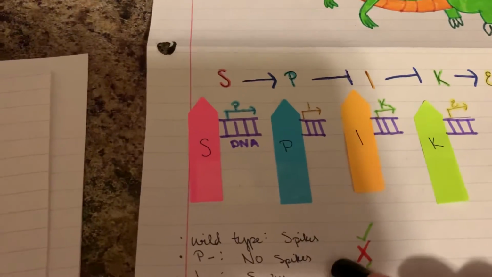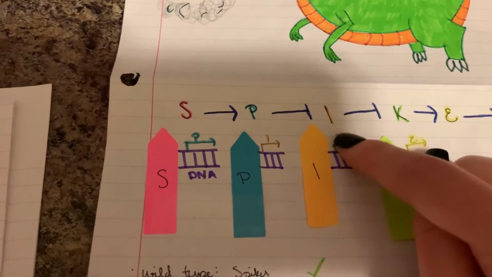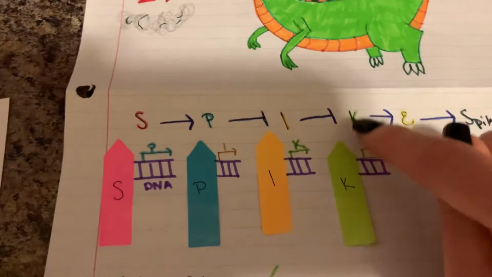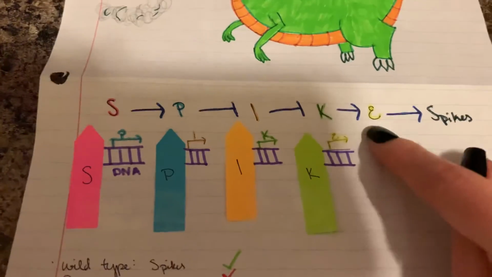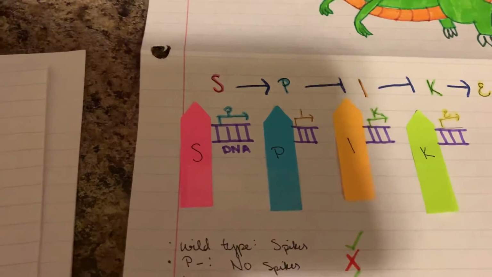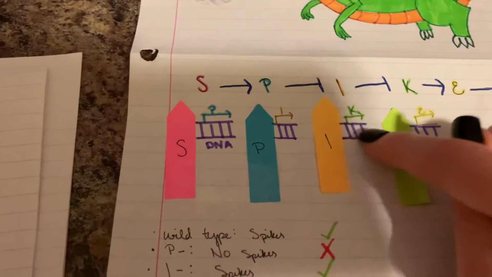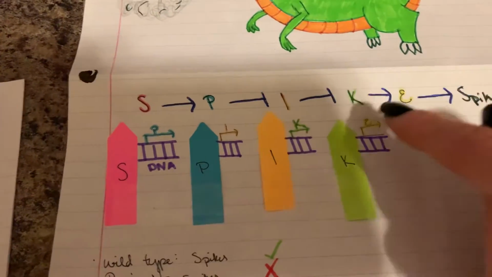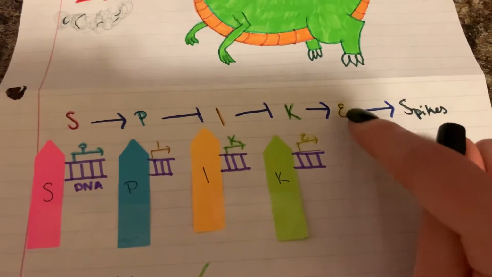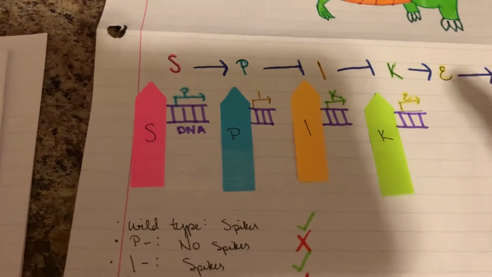If we did not have P, then P would no longer be inhibiting I. So I would be free to inhibit K, which would not be able to express E, and E would not be able to stimulate spikes. So we would not see spikes in this situation. If we did not have I, then I would no longer be inhibiting K. So K could then stimulate E, which would then stimulate expression of spikes. So we would see spikes in that situation.